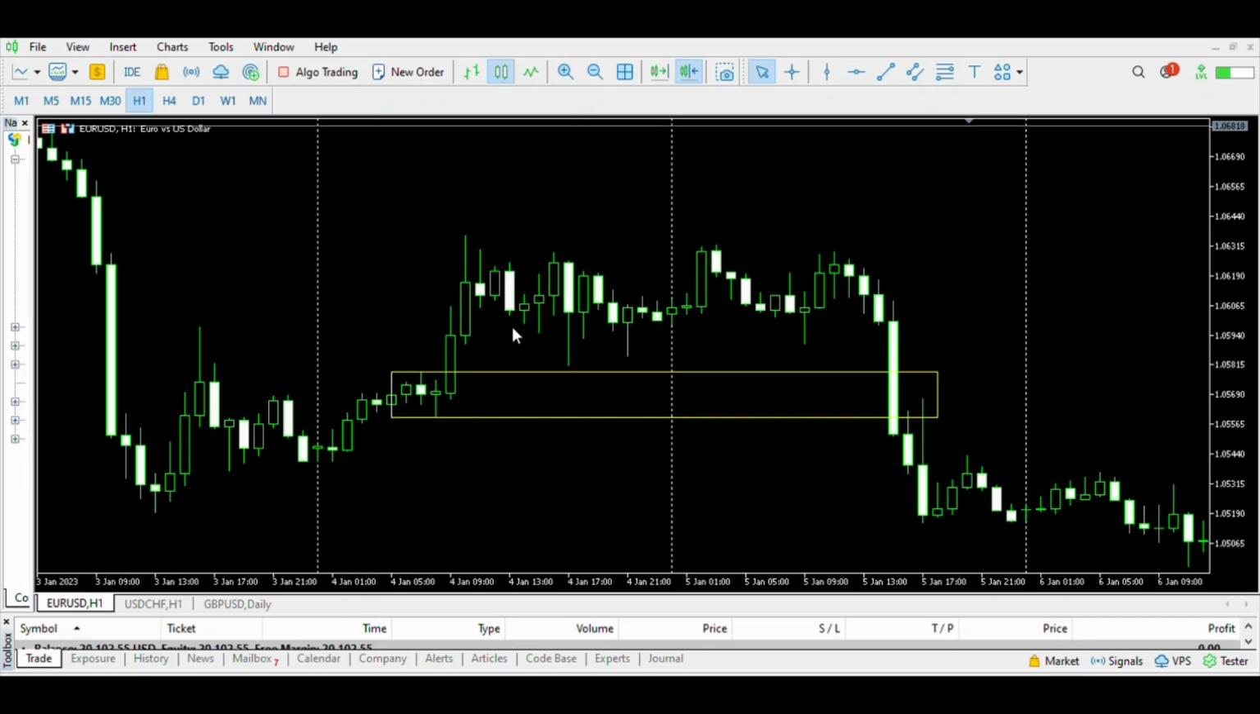Yeah. So we are looking to enter here and we're going to go to M5 on the lower time frame to see how it worked out in a second because you can't actually see it on H1 here.